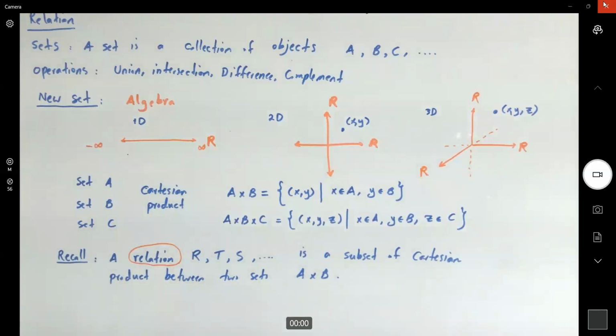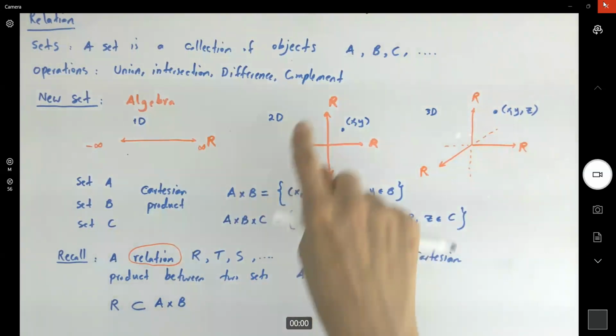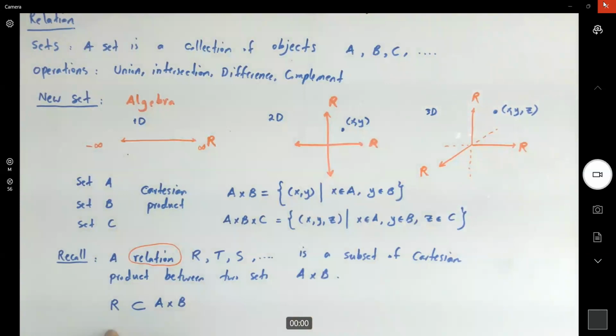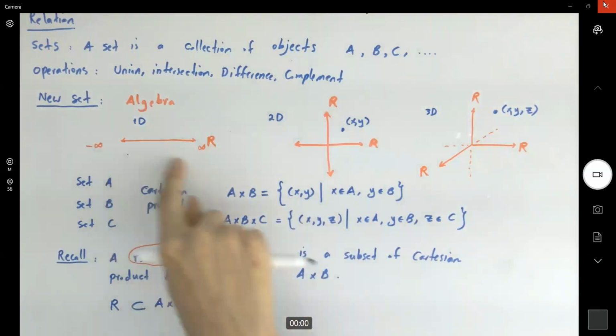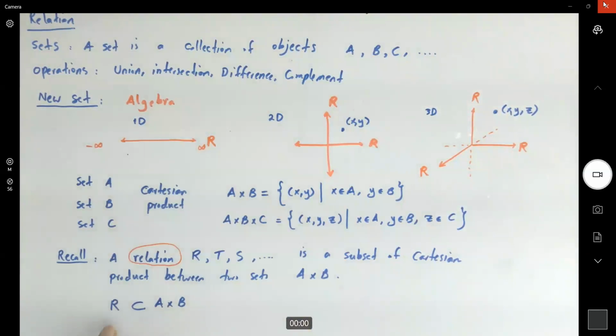So suppose relation R is a subset of the Cartesian product between A and B. Guys, do not confuse this R with this R. This one represents the real line. This is just a capital letter R, a relation, a subset of the Cartesian product between two sets. So R is a relation which is a subset of the Cartesian product between A and B.